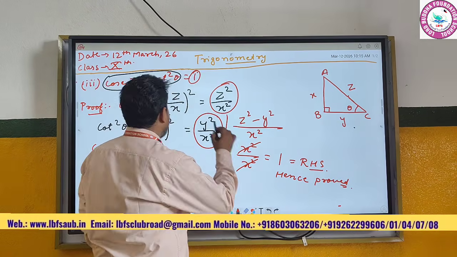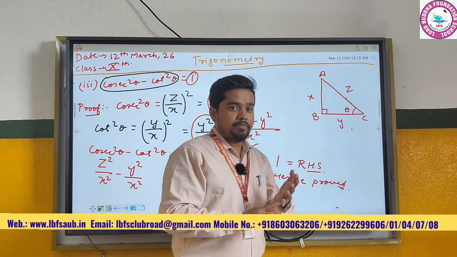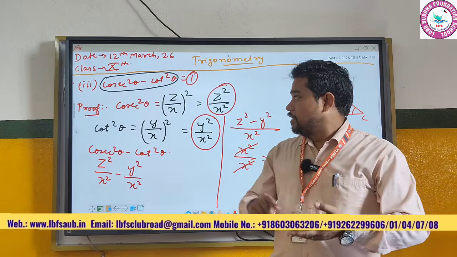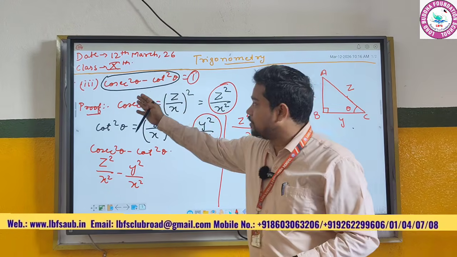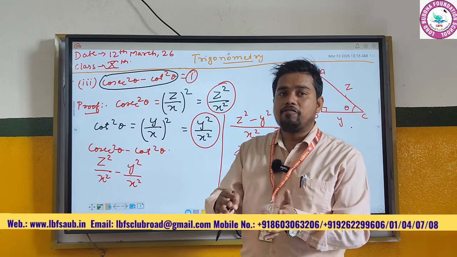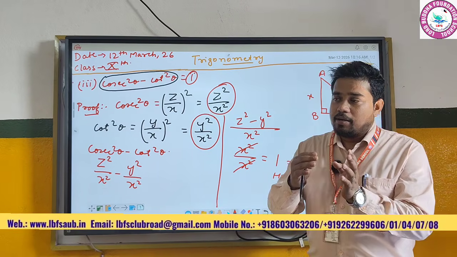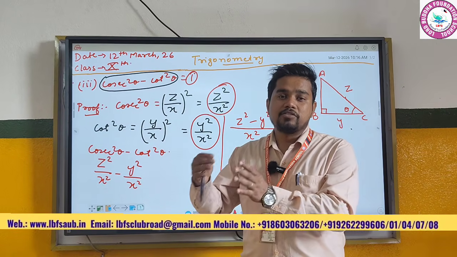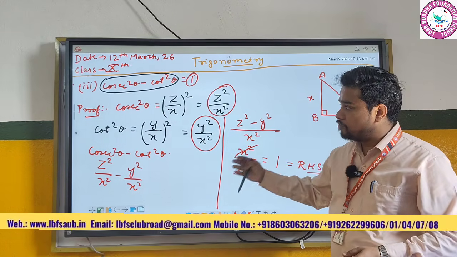Okay, so we can write all the three identities as sin square theta plus cos square theta is equal to 1, sec square theta minus tan square theta is equal to 1, cosec square theta minus cot square theta is equal to 1. So everybody, you have to remember all these three identities. With the help of these identities, we can solve many questions. Okay, write it down fast.